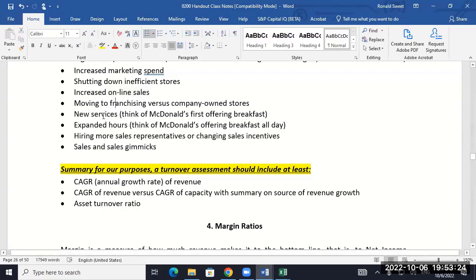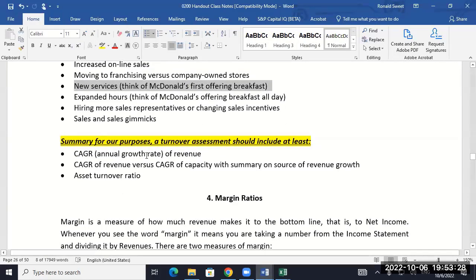Moving to franchising, new services. McDonald's, when they started offering breakfast, just think about that. A restaurant is horrible turnover, isn't it? Because people eat at lunch and dinner, and then you're sitting there the rest of the day. What if you could have people come at 8 a.m. and spend more at 8 a.m. than they were spending at lunch? Does that sound like a good idea? How many more buildings do you have to build? None. How much more equipment?